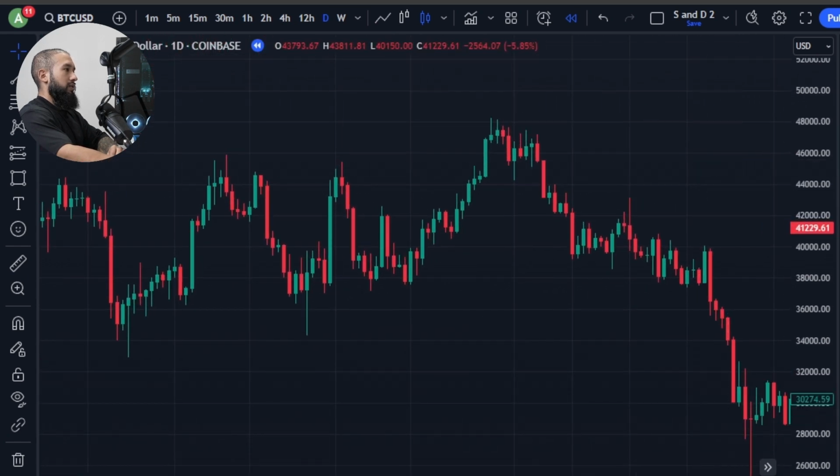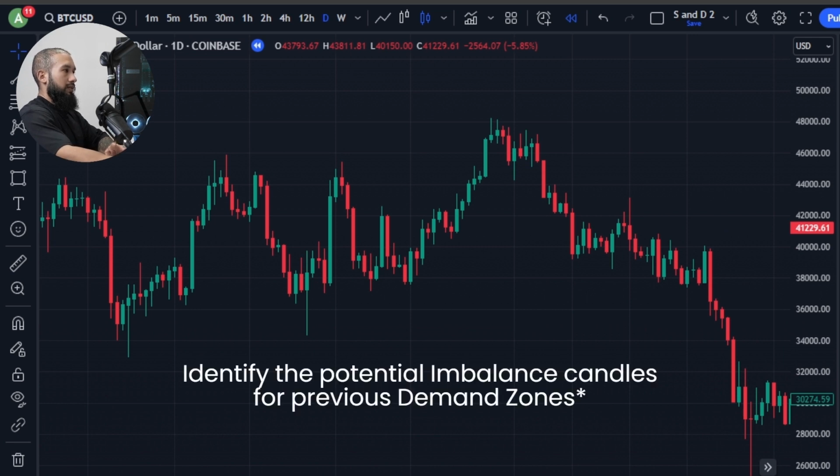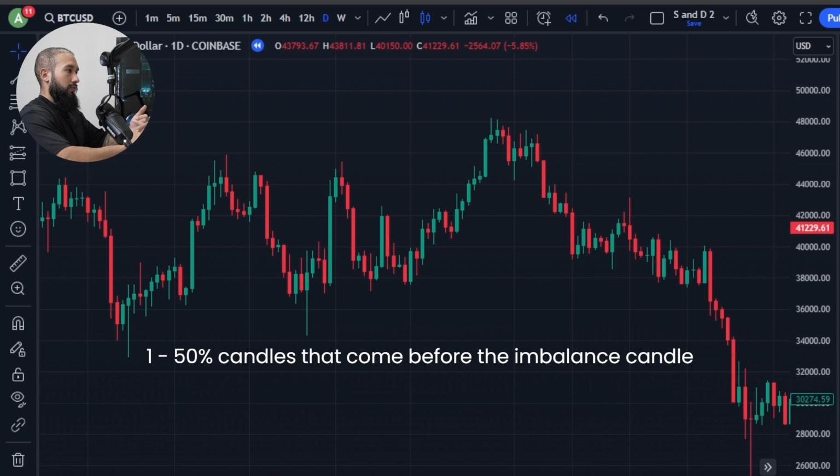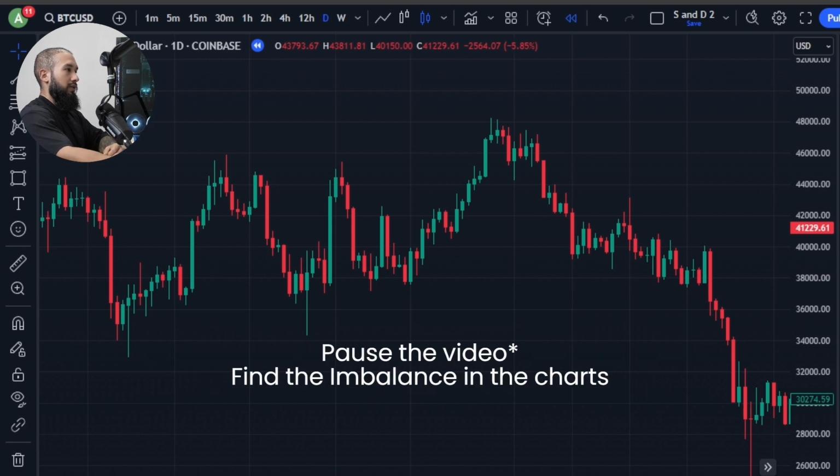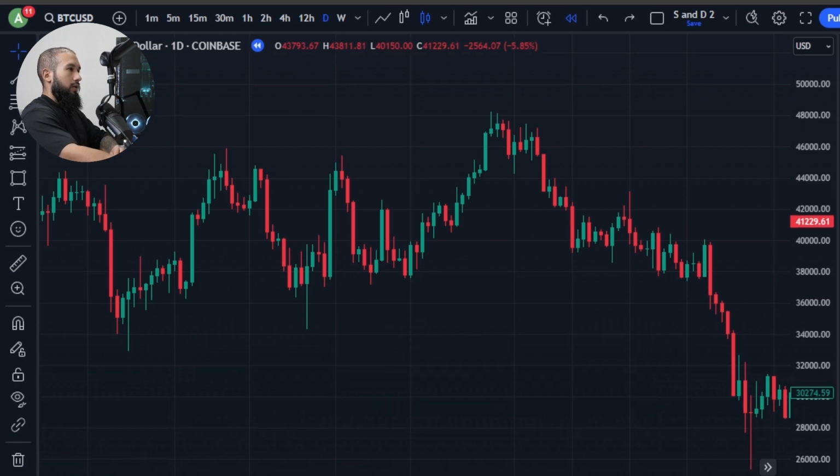Alright, now I want you to pause this video and give yourself about 30 seconds to identify our potential imbalanced candlesticks for the previous demand zones we're looking for. Remember that there needs to be 50% candlesticks that come before the imbalanced candle, and the strength of the move of the imbalanced candle needs to be strong enough to where it potentially is twice the size of the base. Alright, now pause this video and try to find those imbalanced candles. Alright, we can see we have an imbalanced candle here, here, and a smaller one here.